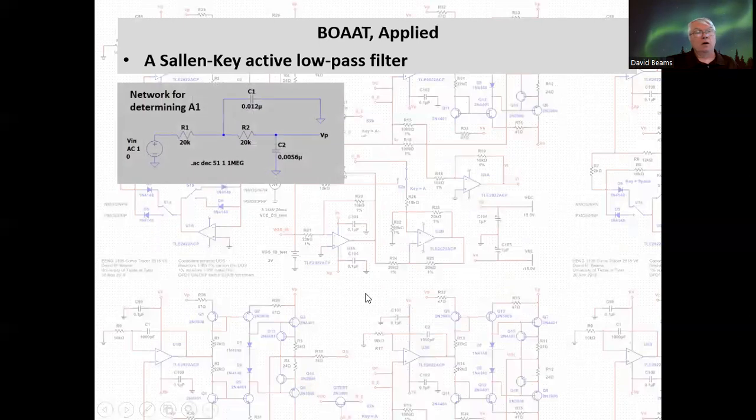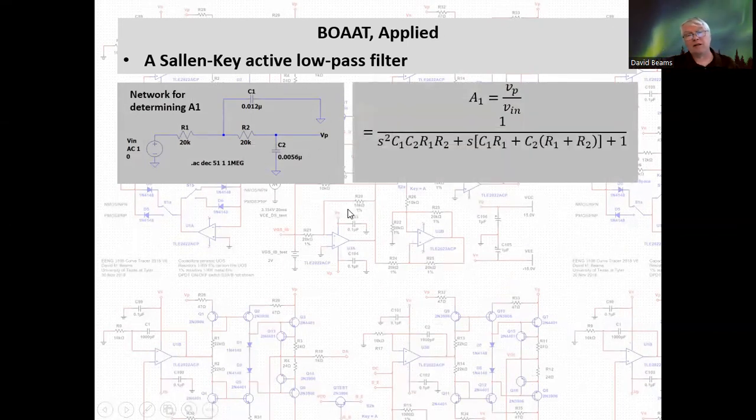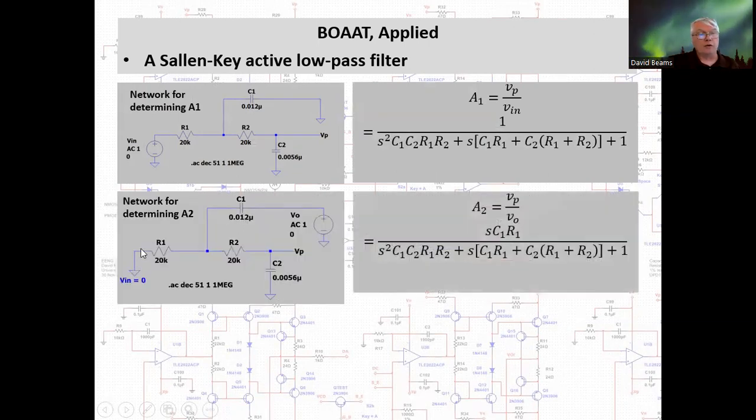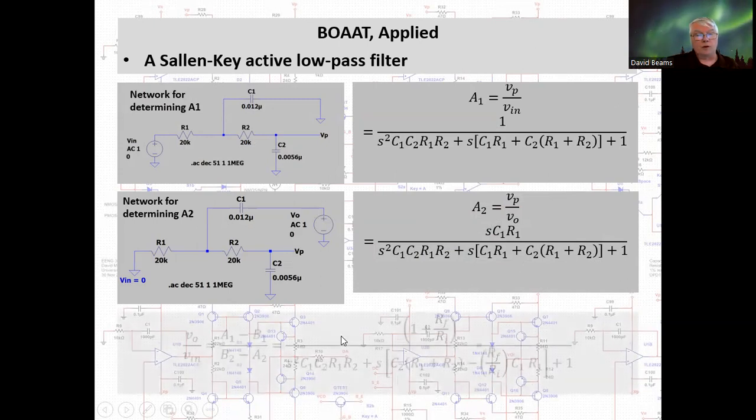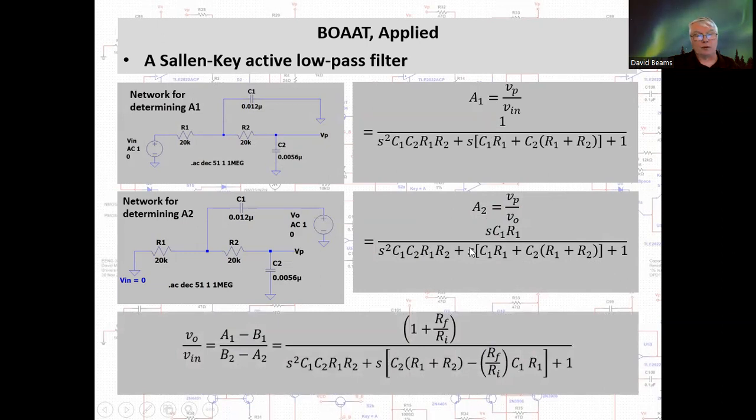Okay. The network for determining A1, we apply an input voltage. We force the output voltage to be 0 and determine V sub P. And with some somewhat tedious network analysis, we get this as the coefficient of A1. The network for determining A2, we set Vin to 0. We force a voltage at Vo and look at V sub P, and we get this expression. And then when we apply the coefficients to the BOAAT formula, A1 minus B1 over B2 minus A2, we get this expression.